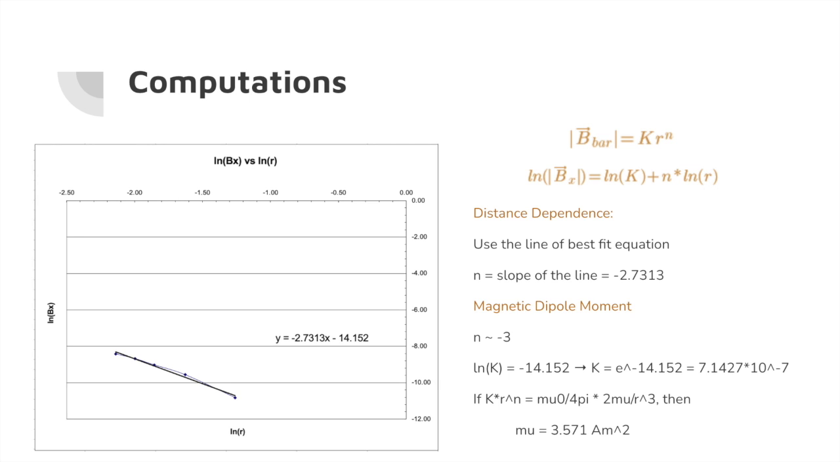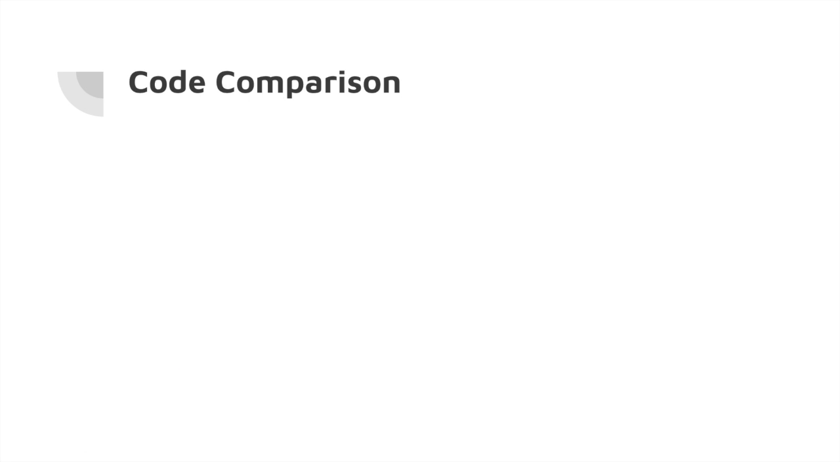So by computing e to the power of negative 14.152, we can gather a k value of 7.1427 times 10 to the negative 7th. Then, by setting k times r to the power of n equal to mu naught over 4 pi times 2 mu over r cubed, we can solve to find mu. This yields an answer of 3.571 Am². That concludes all of the calculations, and now we can generate the code.